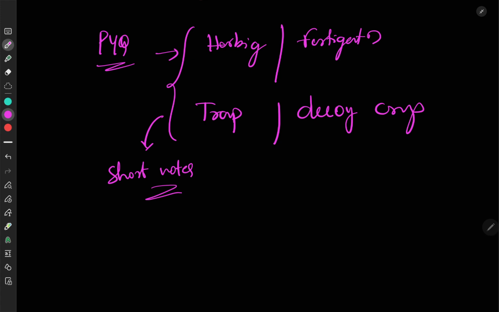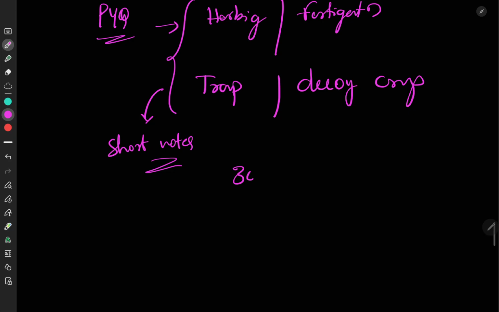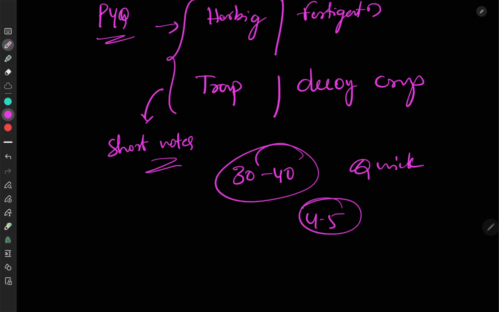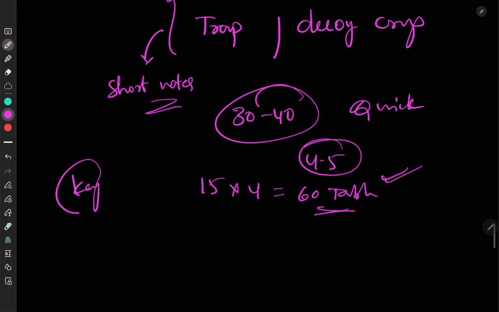Got it? And you should have around 30 to 40 quick tables like that. For each subject you will find four to five, and with 15 subjects, 15 into 4, around 60 tables you should have in your short notes. Also, you should not have long answers, you should have only the key terms in the table. I'll show you all these points in my notes, so just be with me for the last minute.